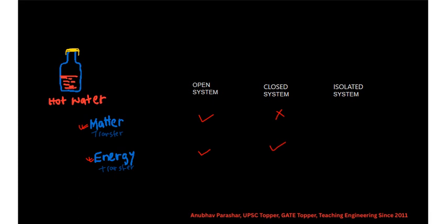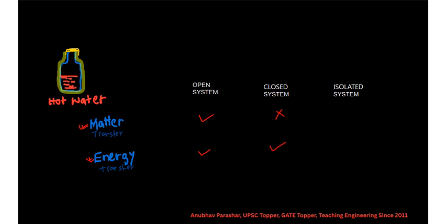Such kind of systems are known as closed systems, where matter transfer, mass transfer is not possible, whereas the energy transfer is possible. Now let us take the example of an isolated system. To take this example, first we are going to cover up this bottle with some insulating material. Let us cover this bottle with some insulating material.